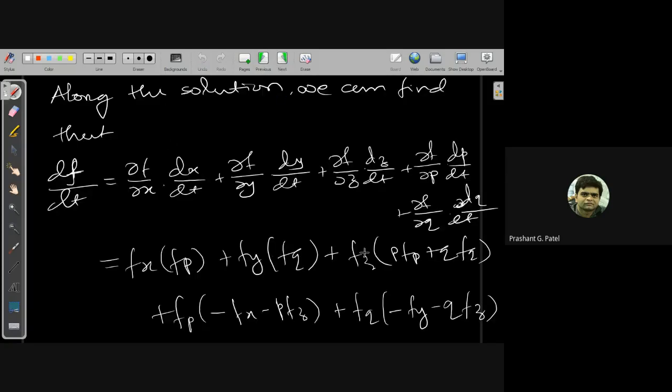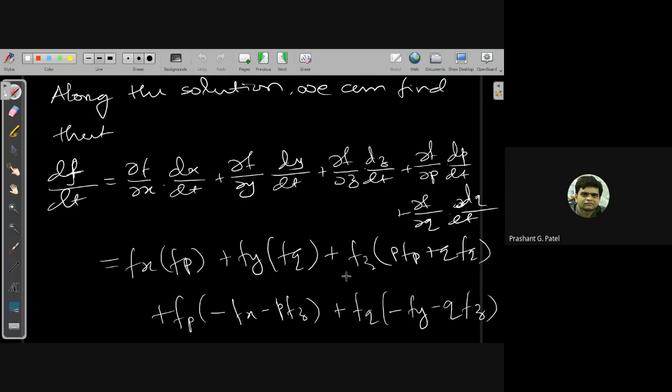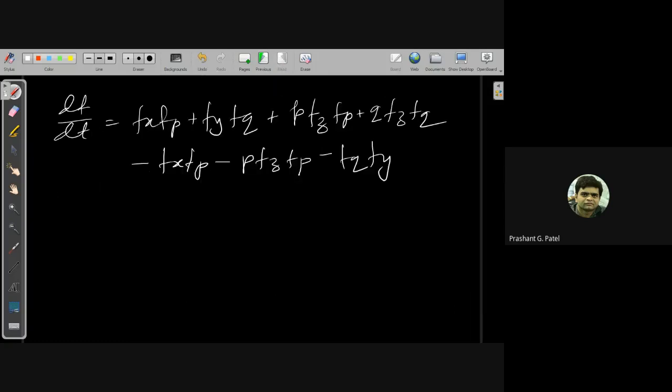You can see that this fz is multiplied to both. Now fp minus, instead of plus we have minus, we'll have fx fp minus pfz fp. Then it is fq minus fy into q, qfz fq. You just see that everything is cancelling out and we'll get 0. So hence what we get, the derivative is 0.